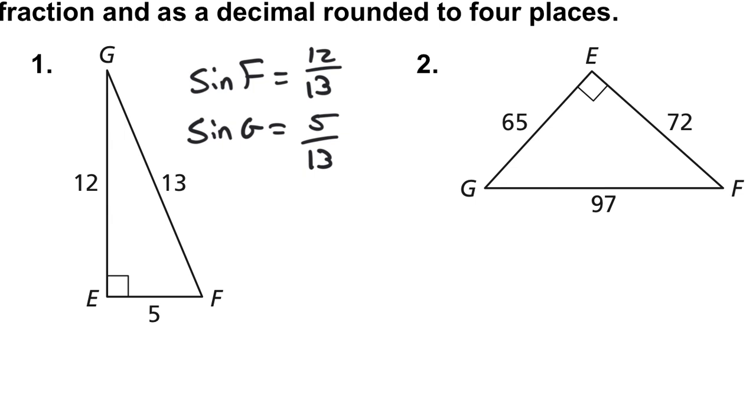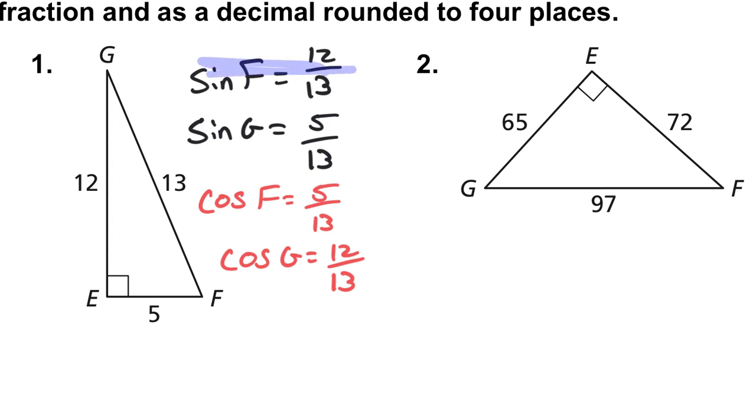Now let's look at cosine. Cosine of F is the adjacent, which is 5, divided by the hypotenuse, which is 13. And then we know that the cosine of G is going to be its adjacent, which is 12, divided by its hypotenuse, which is 13.